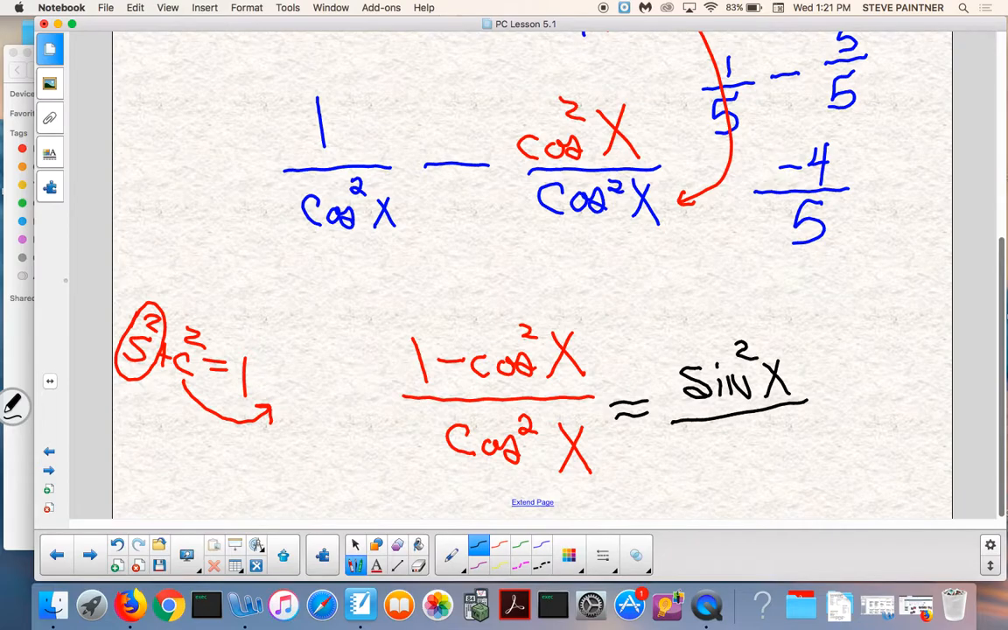Over cosine squared. Now that looks pretty good, except, are you recognizing sine over cosine as tangent? But because they're both squared, you're going to say what? Tangent squared. Done. You know when you're done because you have like one trig function left.